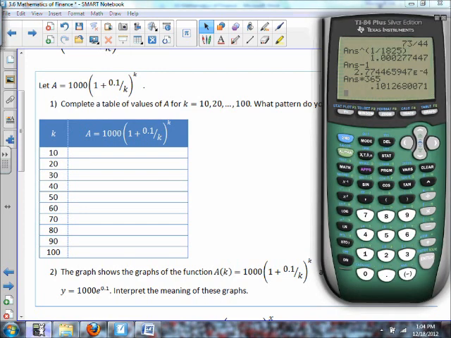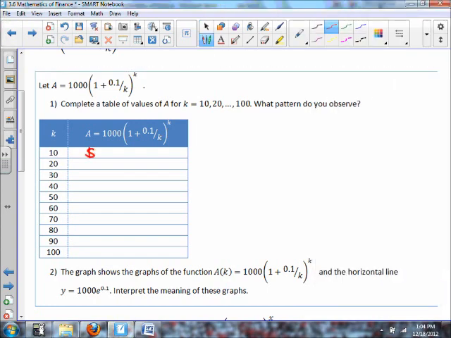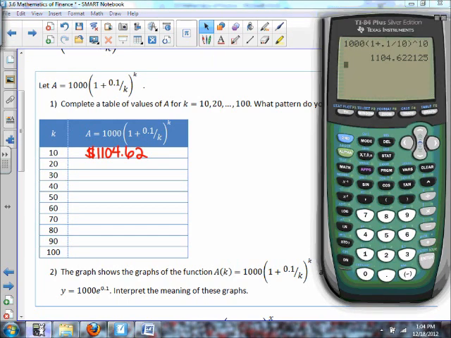So I'll help you do the first few. Okay, so 1,000 times 1 plus 0.1 divided by 10, raise that to the 10th power, and you get 1104.62. Now, to figure out the 20th one, instead of putting that whole thing in again, I would press second enter, and that recalls the last thing that you put into your calculator. Change the 10 to a 20 for both parts. 1104.90.